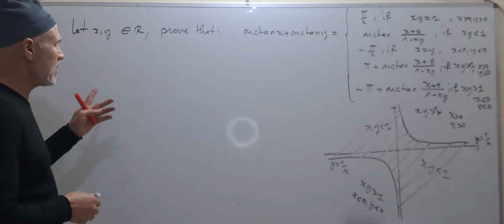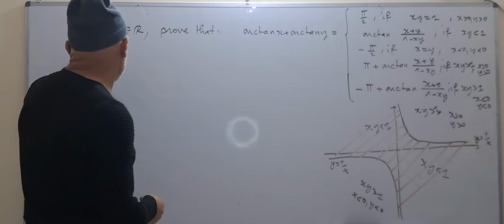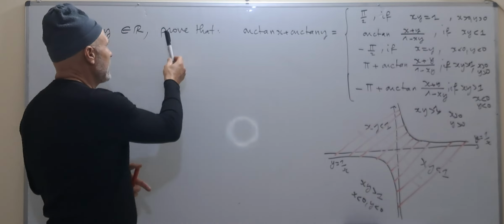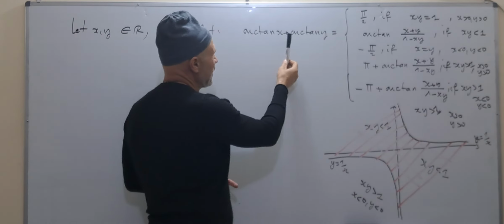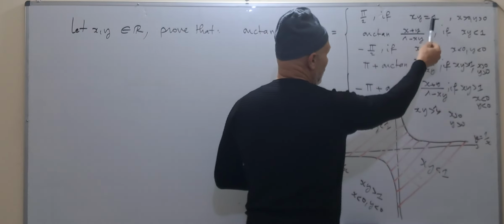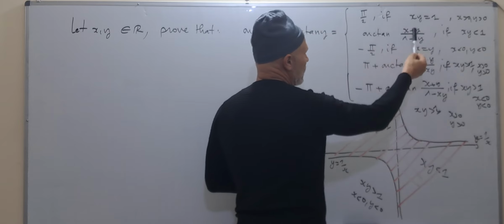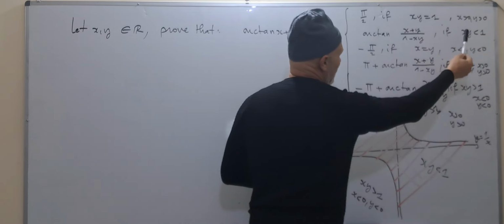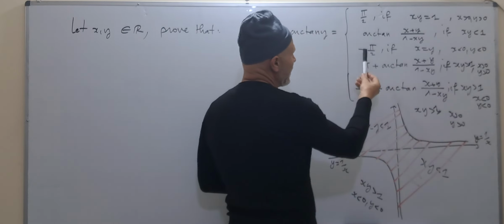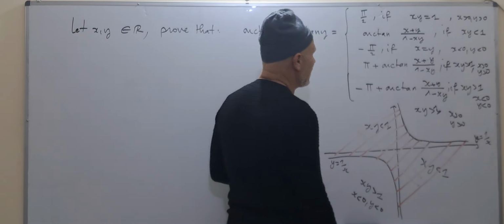This is a video about arctangent functions. This is a well-known equation. Let x and y be real numbers. Prove that arctangent x plus arctangent y is equal to pi over 2 if xy equals 1 and x positive, y positive, equal to arctangent of x plus y over 1 minus xy if xy is less than 1. It's equal to minus pi over 2 if xy equals 1 and x negative, y negative.